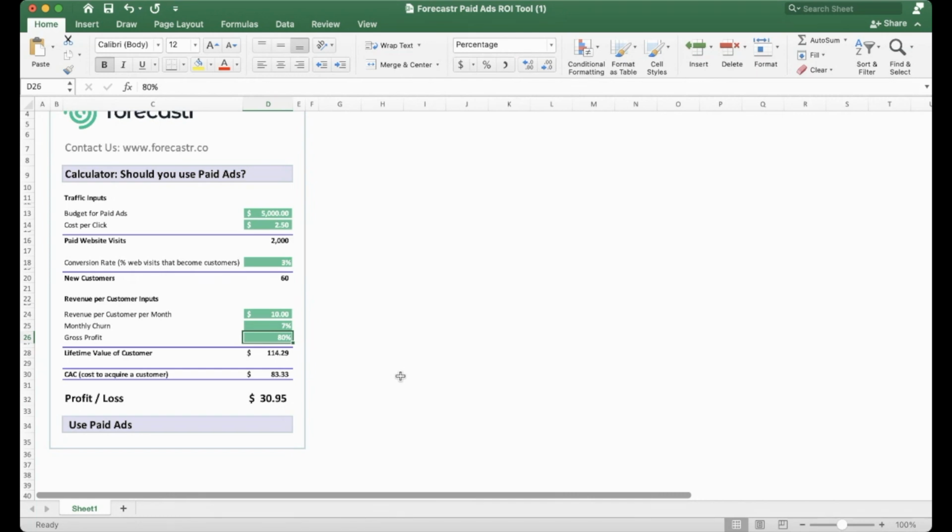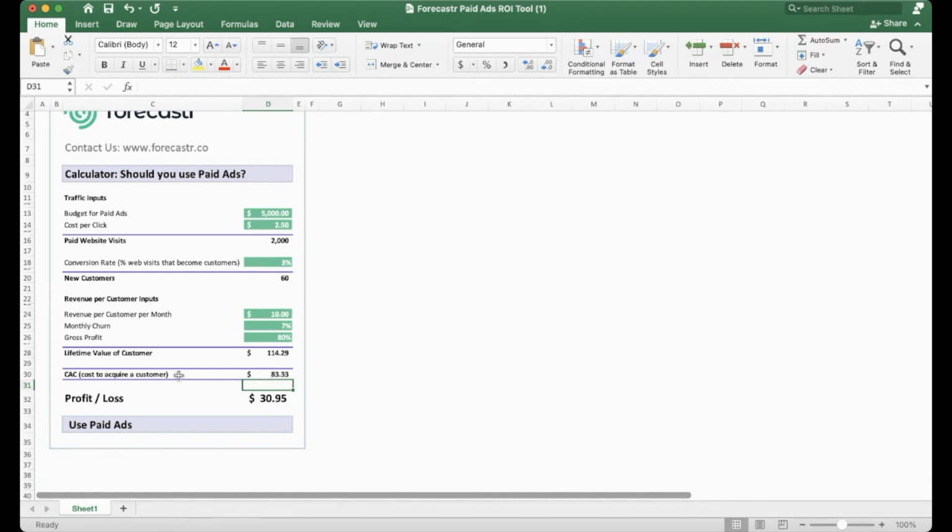If, for example, I'm spending 50% of my revenue on cost, then my gross profit is actually going to be much, much lower. And that could really have a big impact on the profitability of my paid ads campaign. In this case, we're just assuming a 7% monthly churn, 80% gross profit, and a $10 per month revenue per customer per month.